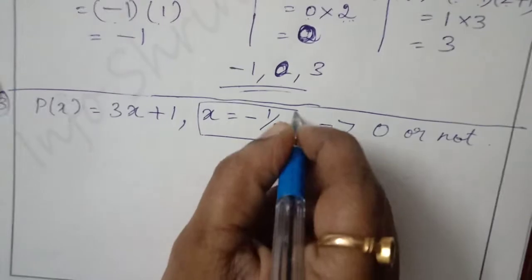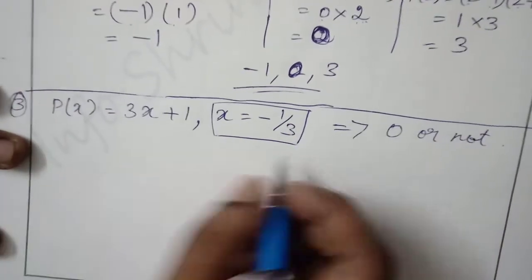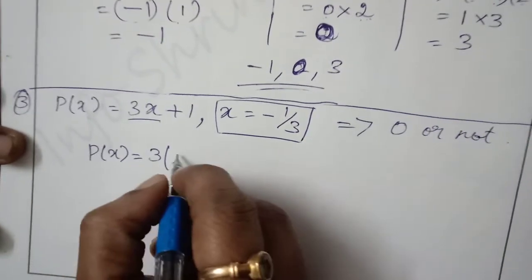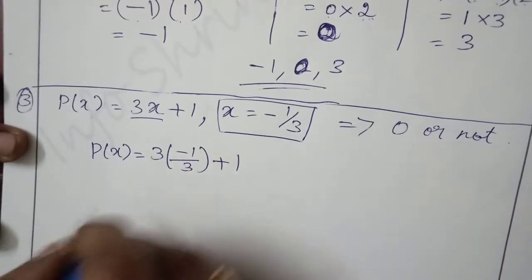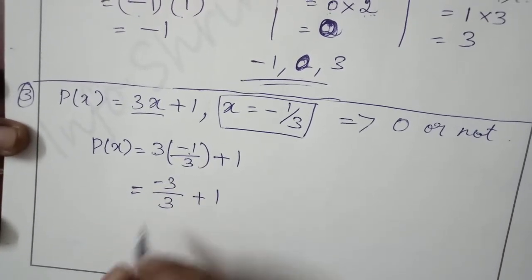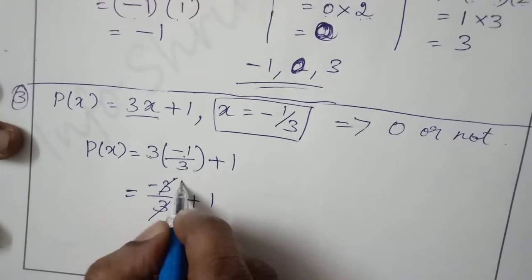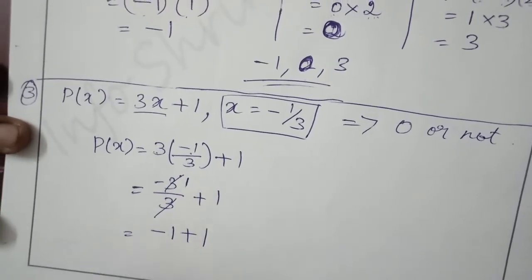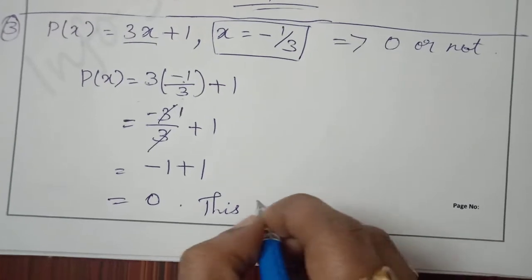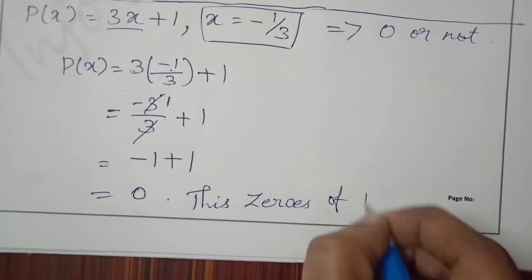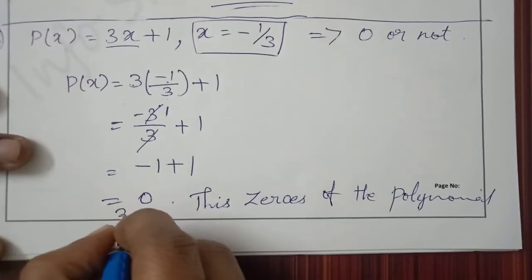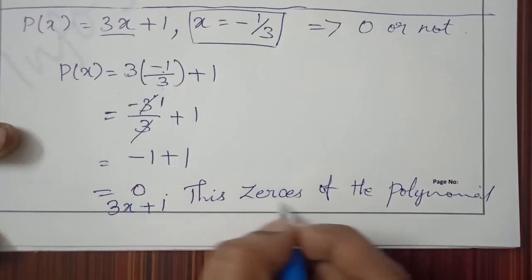They have given the x value, x is equal to minus 1 by 3. So P of x is equal to 3x plus 1. 3 into the x value, minus 1 by 3, plus 1. So that is equal to 3 into minus 1 is minus 3 by 3 plus 1. So the 3s we can cut, so you will get minus 1 plus 1. Minus 1 plus 1 is 0. So this is a zero of the polynomial. So 3x plus 1 has this zero.